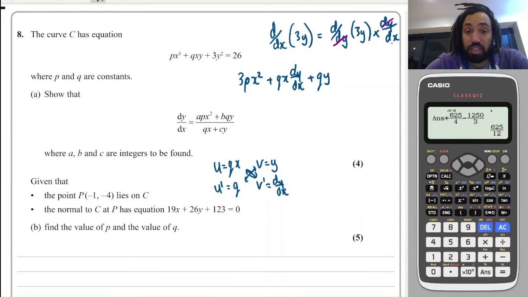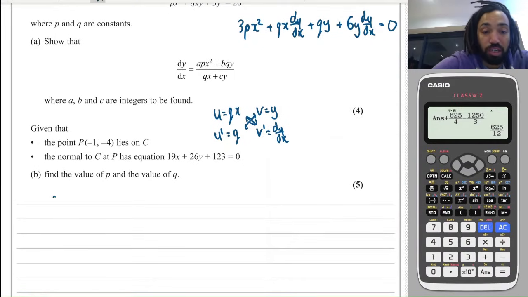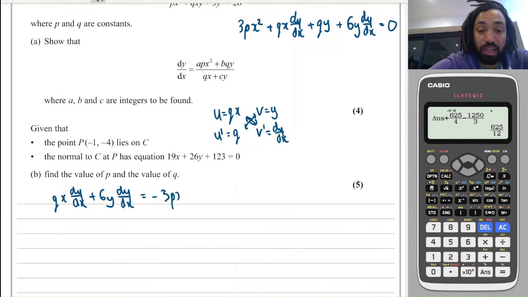And then I've still got to differentiate this 3y squared, which if I do it with respect to y, I get 6y, but then I've got to times it by dy by dx. And if I differentiate 26, it's a constant, so it goes to 0. Okay, now I need to collect those dy by dx terms on one side. So I've got qx dy by dx, and I've got 6y dy by dx, and everything else can go over to the other side. So that gives me minus 3px squared, and it gives me minus qy.